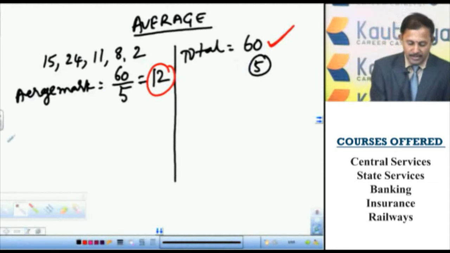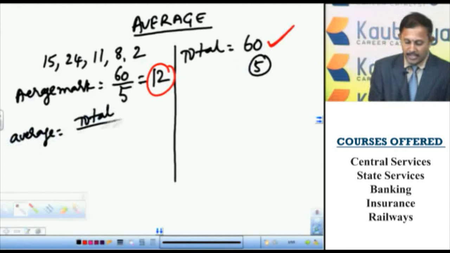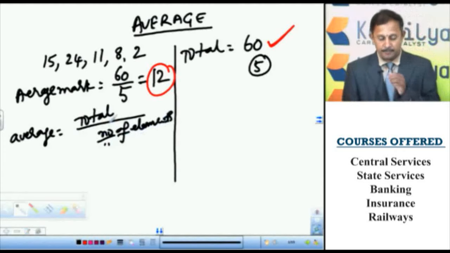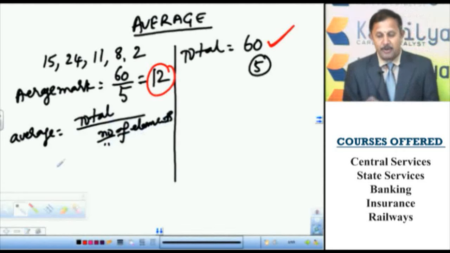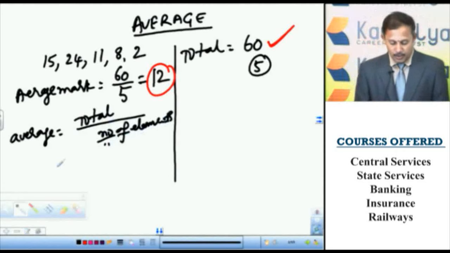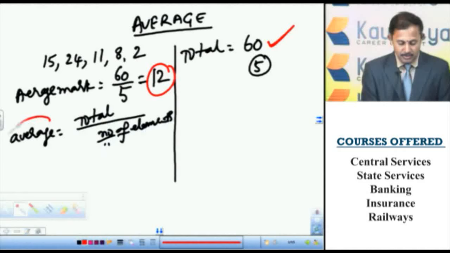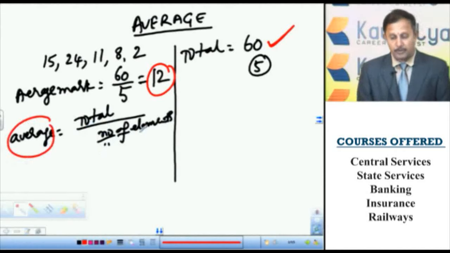So how do we get the average of certain quantities? We have to divide the total of all the elements by the number of elements. Here the total of all the elements is 60 and the number of elements is 5. So the average mark is equal to 12. Therefore, what is the formula for average? Total by number of elements. That is the formula for average.